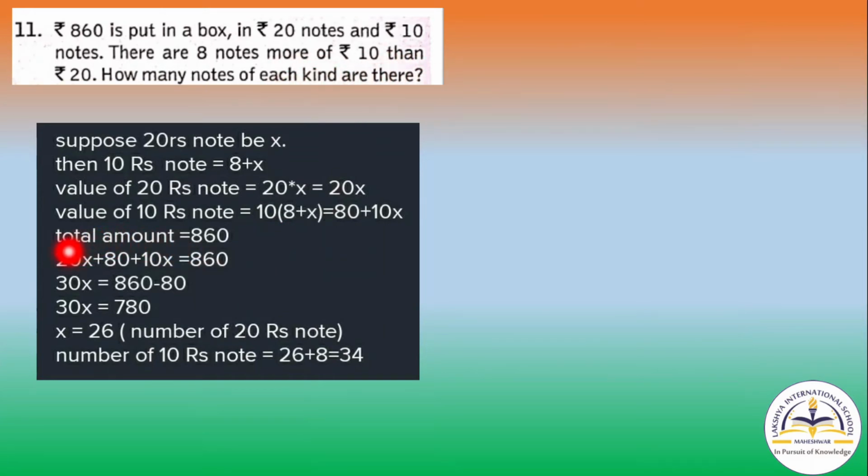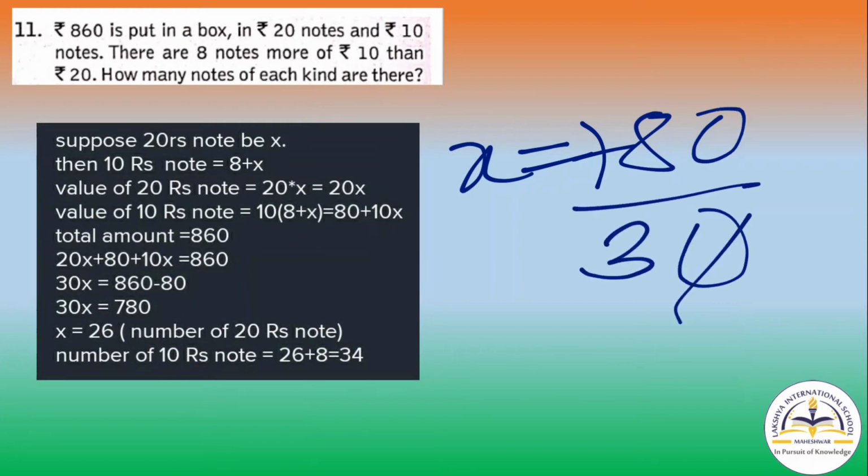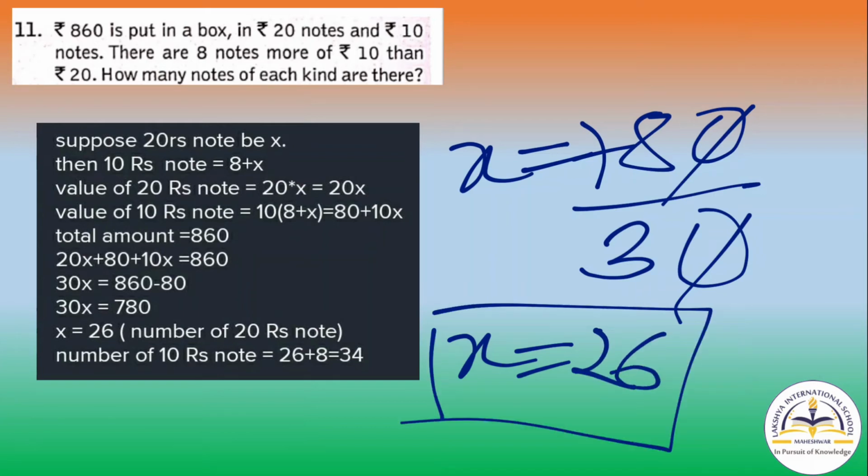Now the total amount will be 860. So 20x plus 80 plus 10x equals 860. It means 20x plus 10x equals 30x. This 80 we subtract from 860. When you subtract 860 minus 80, you get 780. Now you have to divide: x equals 780 by 30. It means 78 by 3. Therefore, the value of x is 26.